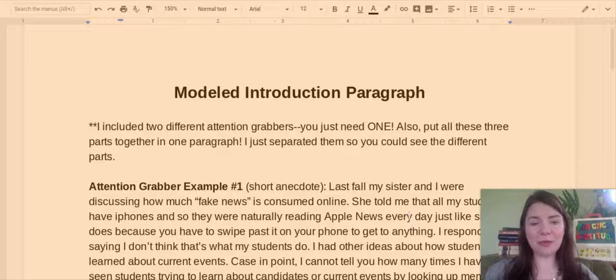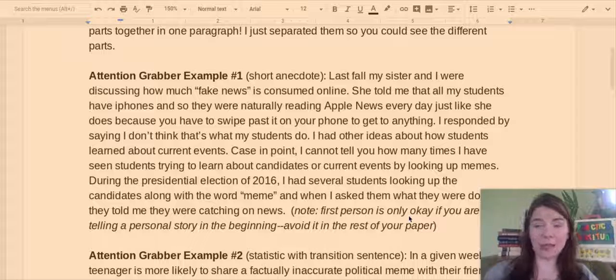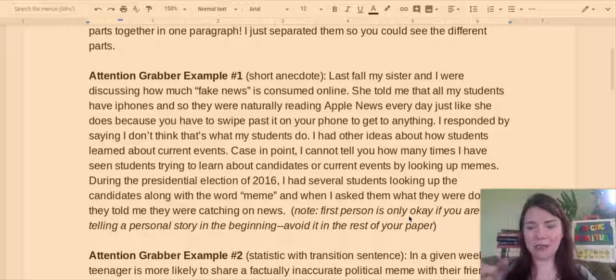I'm giving two examples of attention grabbers. You only need one, although sometimes you might combine a little bit of the types together. That's okay too. What you don't need is just two entirely different attention grabbers like I'm showing you. I just wanted to give examples of different types, and this should connect to the worksheet that you had earlier in the week with your attention grabbers.